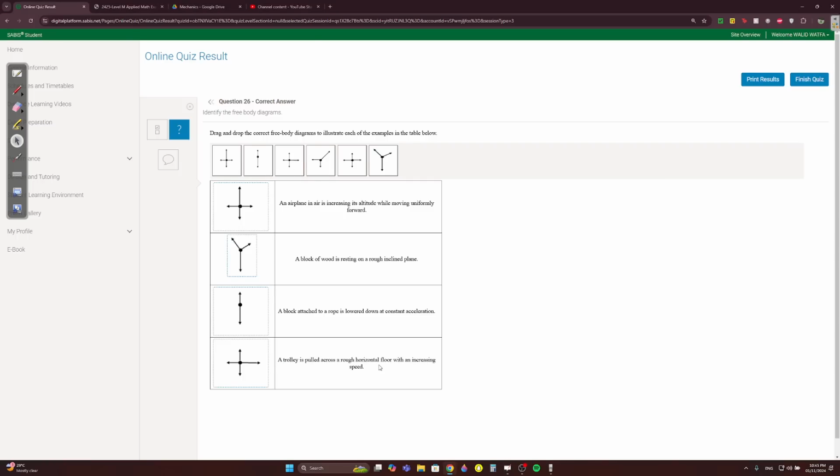While a trolley is pushed across the rough horizontal floor with an increasing speed. If it's an increasing speed, that means the one on the right is bigger than the one to the left. And since it's rough, that means we should have something on the left, which is friction. Okay, with the ones up and down, even though they didn't mention it, you just have to say, because obviously there's the weight of the trolley and the normal of the trolley.